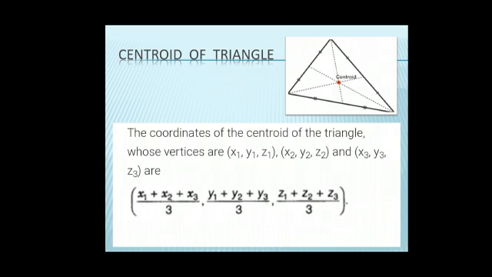Now, to find the coordinates of the centroid of a triangle whose vertices are known. Suppose the vertices of the triangle are given by (x1, y1, z1), (x2, y2, z2) and (x3, y3, z3) respectively. Then the coordinates of the centroid of that triangle are given by (x1 plus x2 plus x3) upon 3, (y1 plus y2 plus y3) upon 3 and (z1 plus z2 plus z3) upon 3.